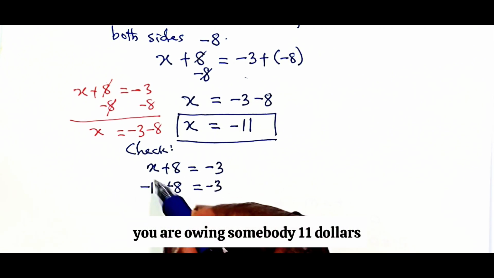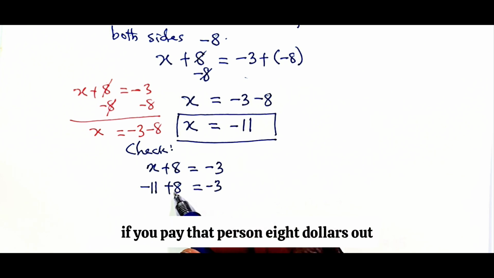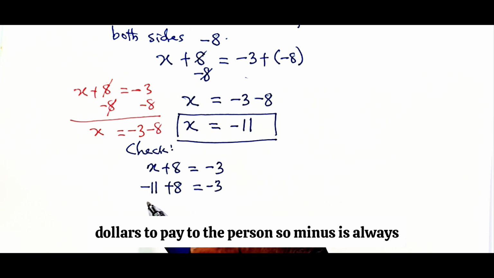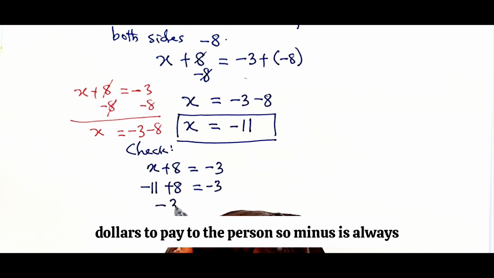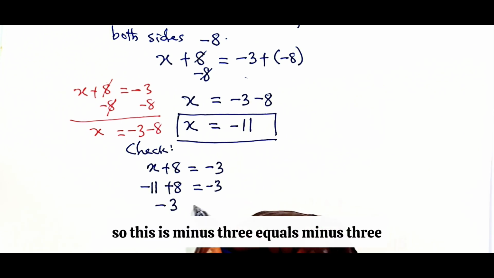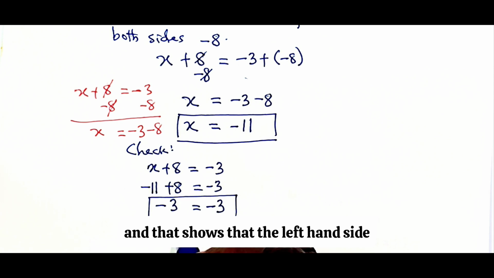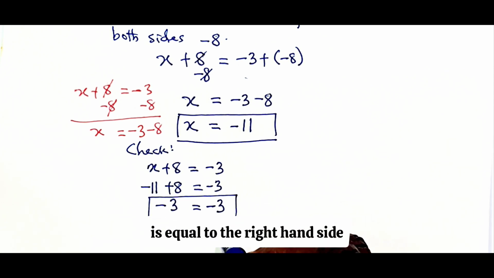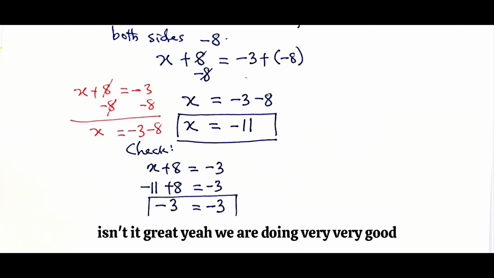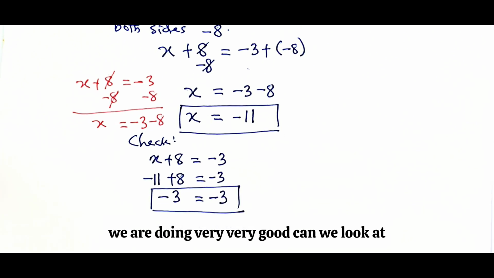You are owing somebody $11 and you have $8. So if you pay that person $8 out of $11, you have minus $3 to pay to the person. So minus is always what you borrow. It's the money that does not belong to you. You borrow it. So this is minus 3 equals minus 3. And that shows that the left hand side is equal to the right hand side. Isn't it great? Yeah, we are doing very, very good.